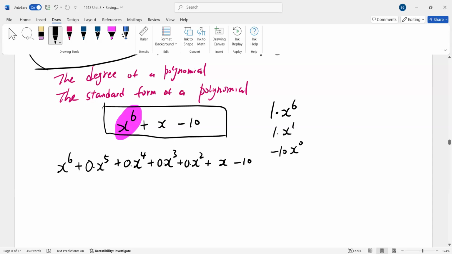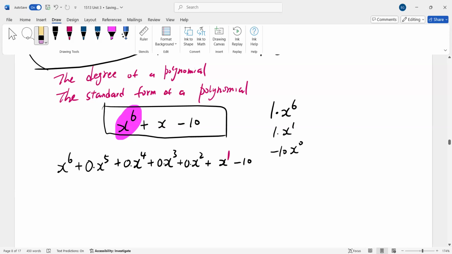So let's count it. 1, 2, 3, 4, 5, 6, 7, right? Degree 6, or exponent 6, 5, 4, 3, 2, 1, 0. Notice this term has degree 1, and this one has degree 0. We don't really normally write that out. So 6, 5, 4, 3, 2, 1 with 0, that is 7.